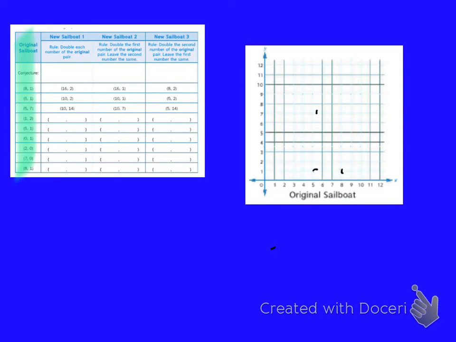Okay, when you're done plotting them, you need to connect them in the order that you made them. So you can use a ruler if you need to, but you're going to connect the dots in the order that you made them. Okay?